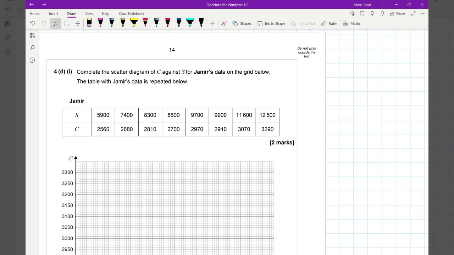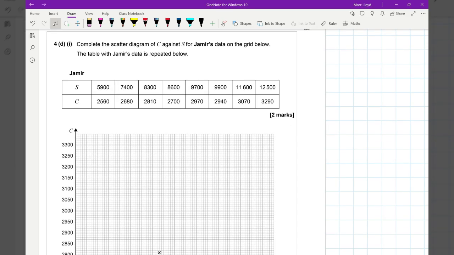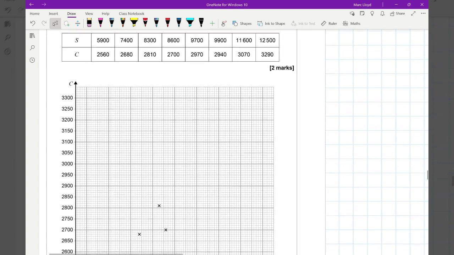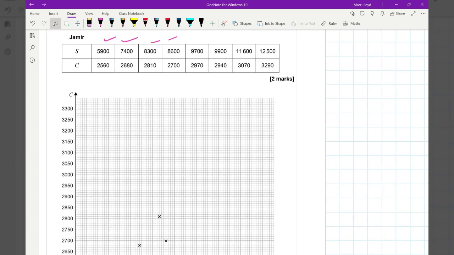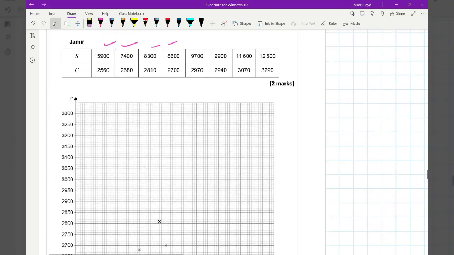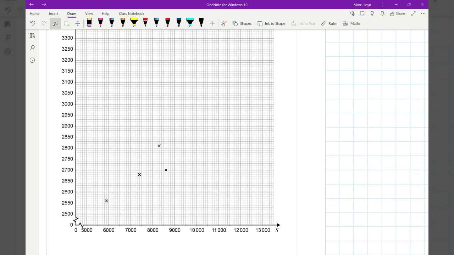Part D. Complete the scatter diagram of C against S for Jamir's data on the grid below. The table with Jamir's data is repeated below. So we've got 1, 2, 3, 4 pieces of data. So that one's done. And then we'll need to just plot the other 4. So 9,700 goes to 2970. 2970 is 2 up. There we go. That's one there.